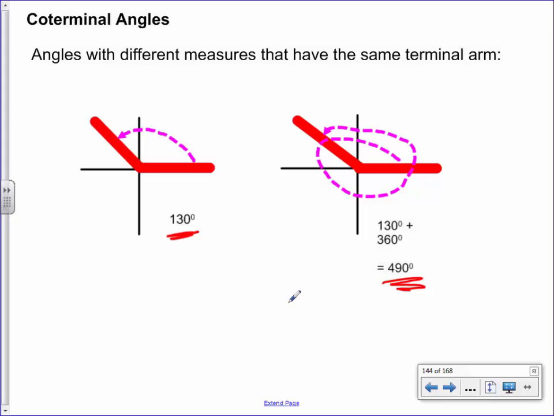Long story short is that with coterminal angles, you just always have to add 360 to it. So if I asked you what the next one of these would be, just add another 360 to it. So that would be 850. 850 would be go around the circle twice and then go an extra 130 more, right?